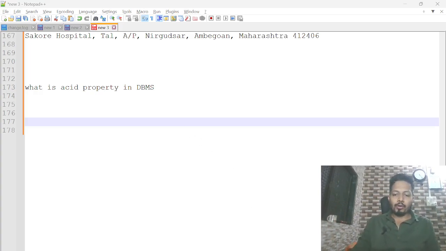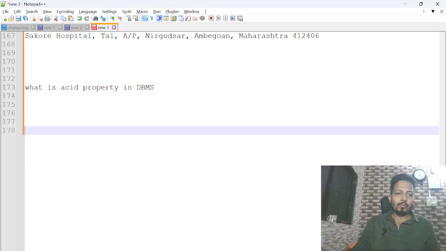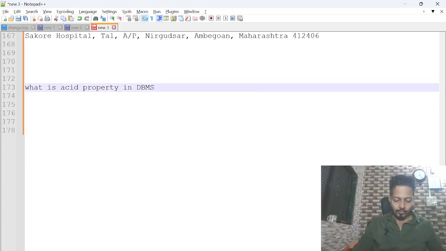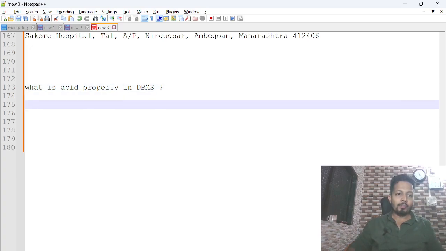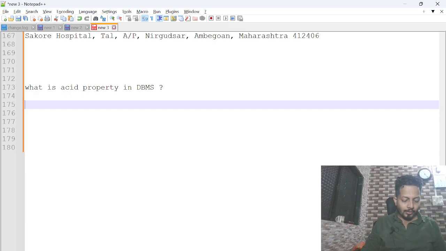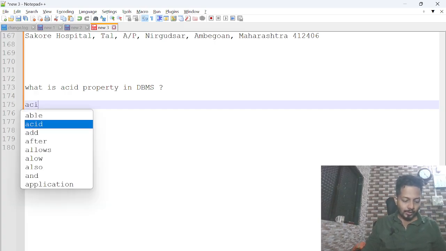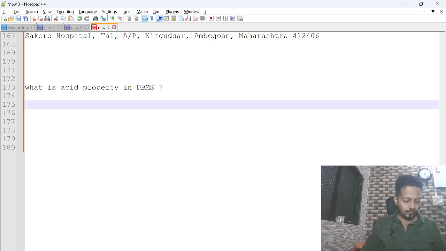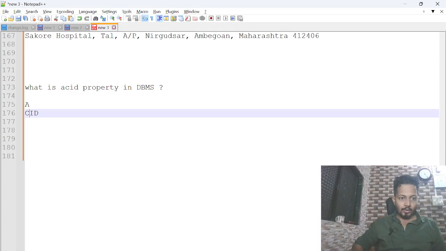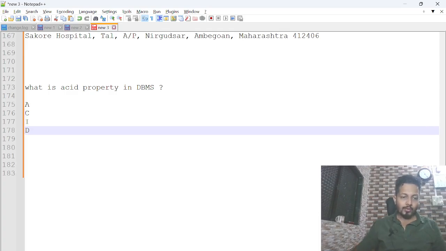Today we'll see one conceptual question which can be asked in interviews: what is ACID property in DBMS? ACID is an acronym. Each word has its full form.